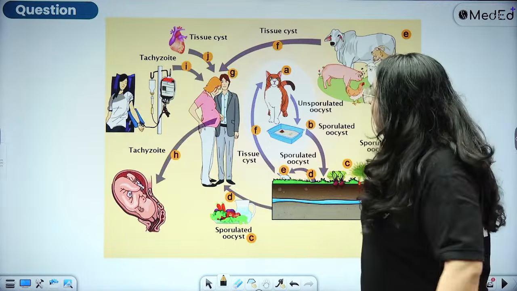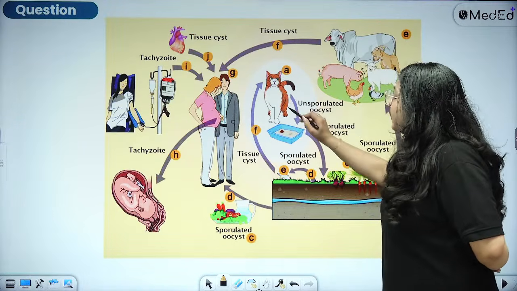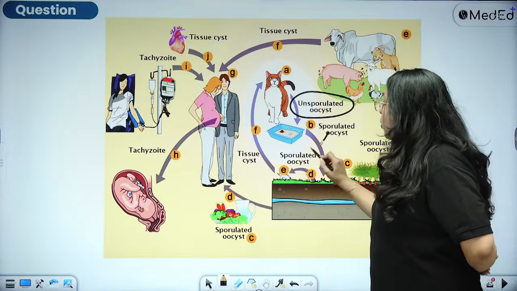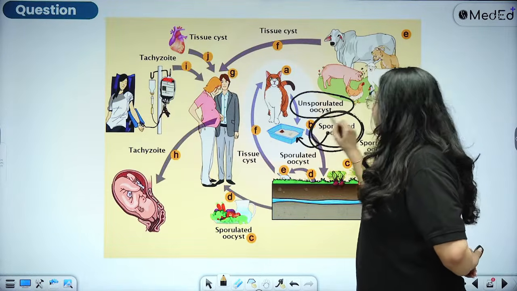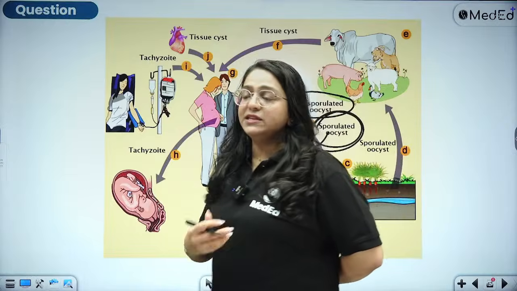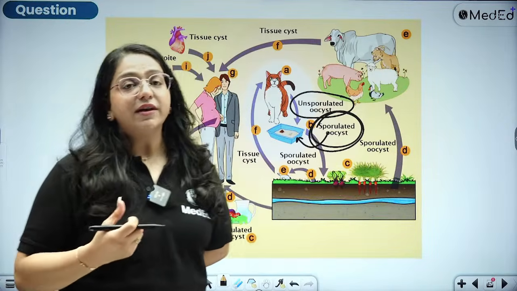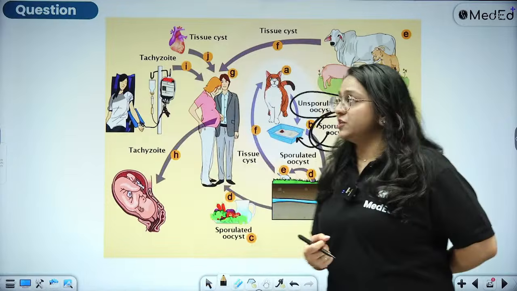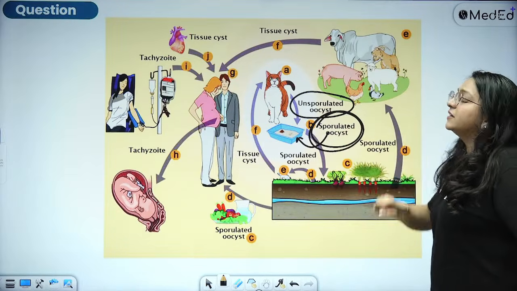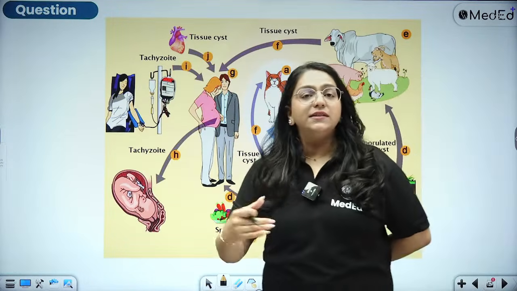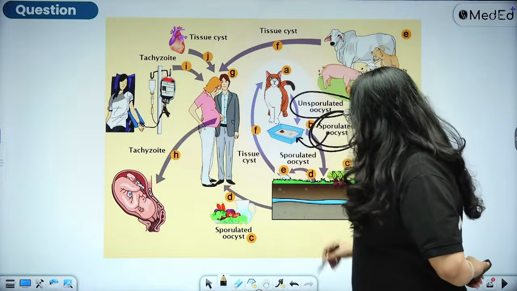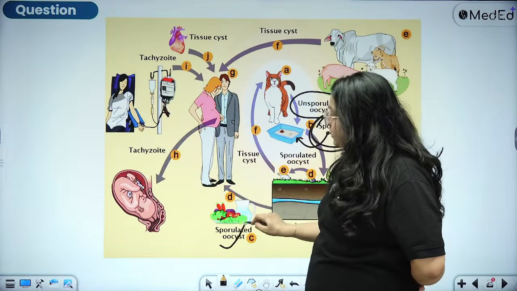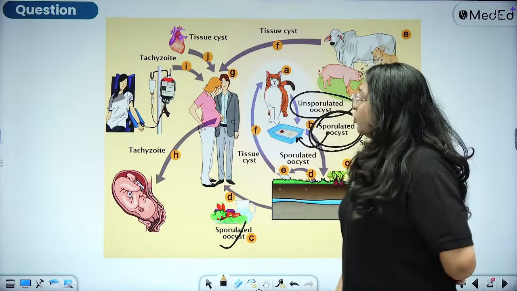So, let's look at the life cycle. We can see that the cat is passing unsporulated oocyst which is becoming sporulated in the soil. So, if you say that through ingestion of contaminated food and water, I am ingesting oocyst, yes, correct, oocyst is an infective stage, but it is not immediately infective. It has to first sporulate in the soil. Then, if you are ingesting sporulated oocyst in food and water, that becomes your mode of infection.